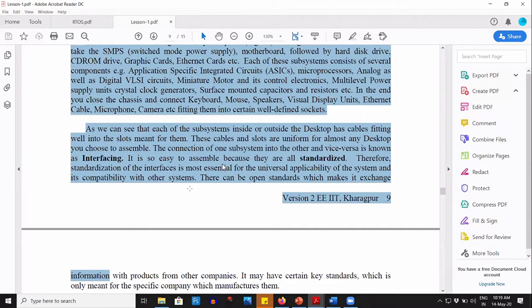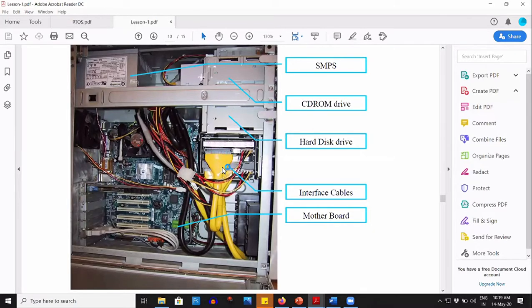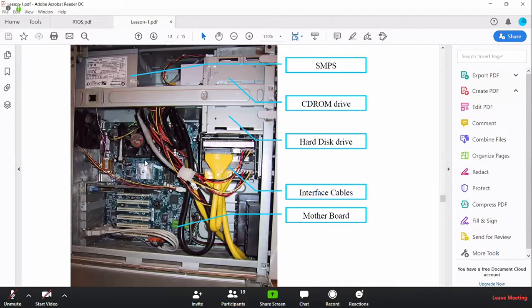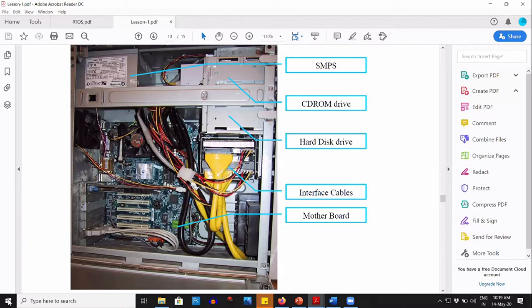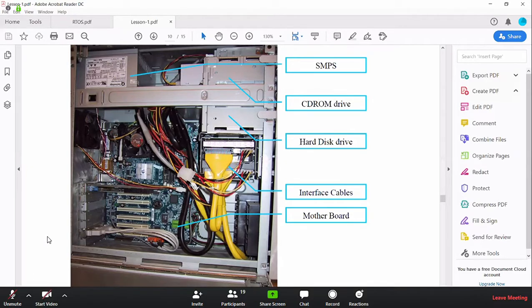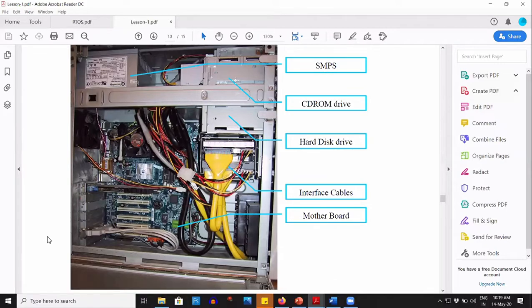Even if it shows with a diagram, where have you seen this diagram? Computer, CPU. Yes, CPU. There is SMPS, there is CD-ROM, there is hard disk drive, there are interface cables, there is motherboard. You need to know the function of each of them, SMPS, CD-ROM, hard disk, which is explained here.